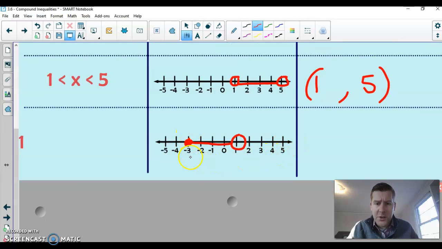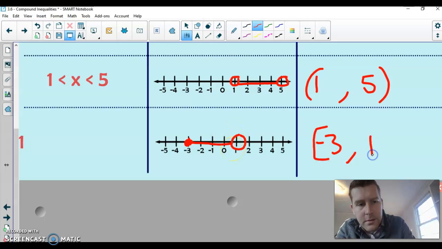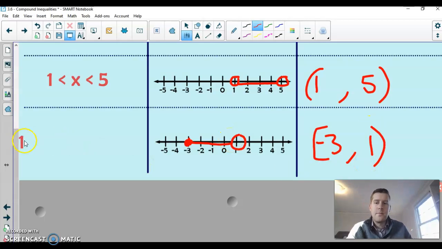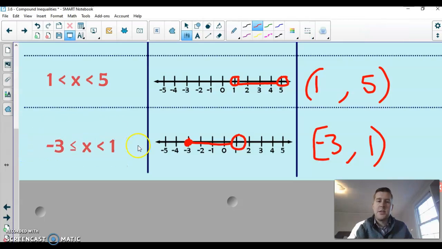The second one, same idea. All right, so we're starting at -3. So I'm going to start with -3. Now, since I see a closed circle at -3, we're going to put a bracket around that number. Okay, and then my solutions go between there and stop at 1. I see an open circle at +1, so I'm going to put a parenthesis on that +1. And if you'd like, here is the interval notation to match up with that.